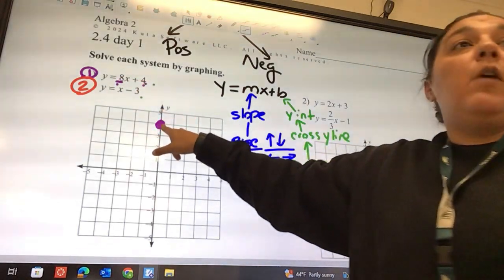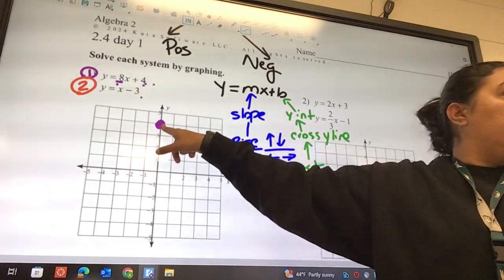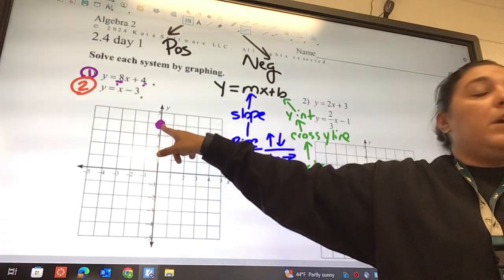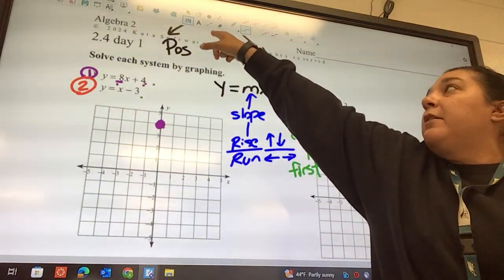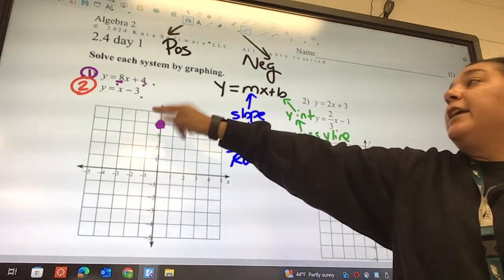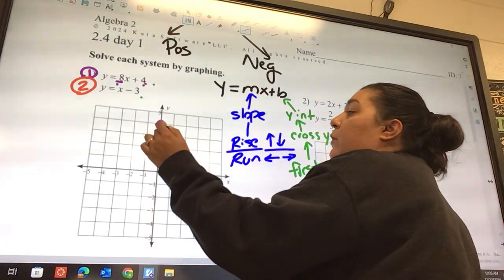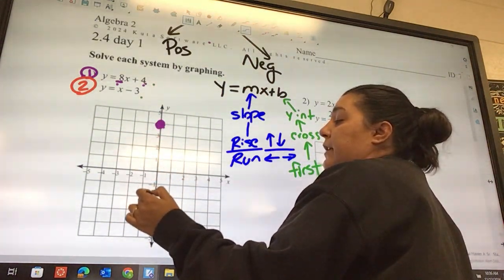Okay, so can I go up 8? Why not? It would be off the paper. Okay, so use a little common sense. Do we graph way up here? No, don't draw me a dot way up there. Okay, so we cannot go up 8. So we can go down 8. 1, 2, 3, 4, 5, 6, 7, 8.